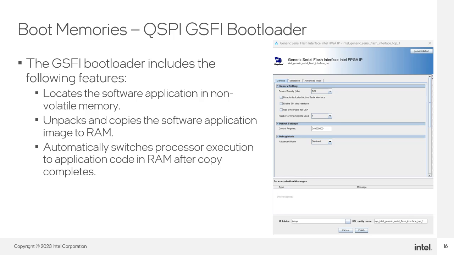The GSFI bootloader is the Nios V processor boot copier that supports QSPI flash memory in control block-based devices. The boot image is located right after the boot copier. The Nios V processor reset offset needs to point to the start of the boot copier. You can add the Generic Serial Flash Interface Intel FPGA IP from the IP catalog in Platform Designer.